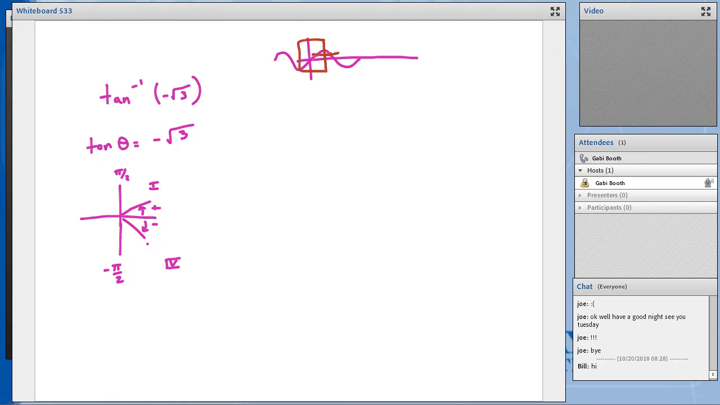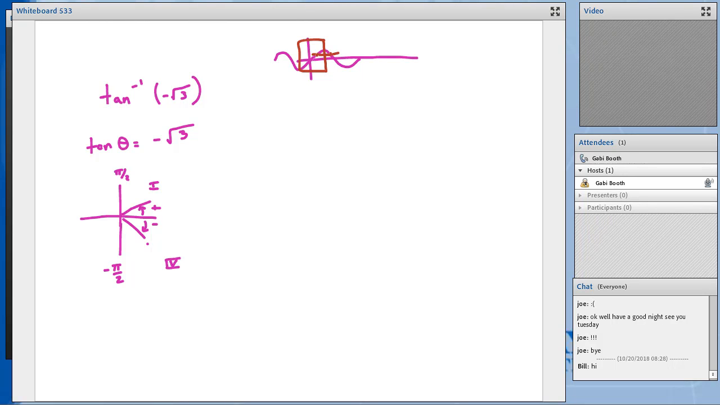So for the inverse sine function, the range goes from negative pi over 2 to positive pi over 2. For the inverse cosine function, the range is from 0 to pi, and for the inverse tangent function, again, it would be from negative pi over 2 to positive pi over 2.